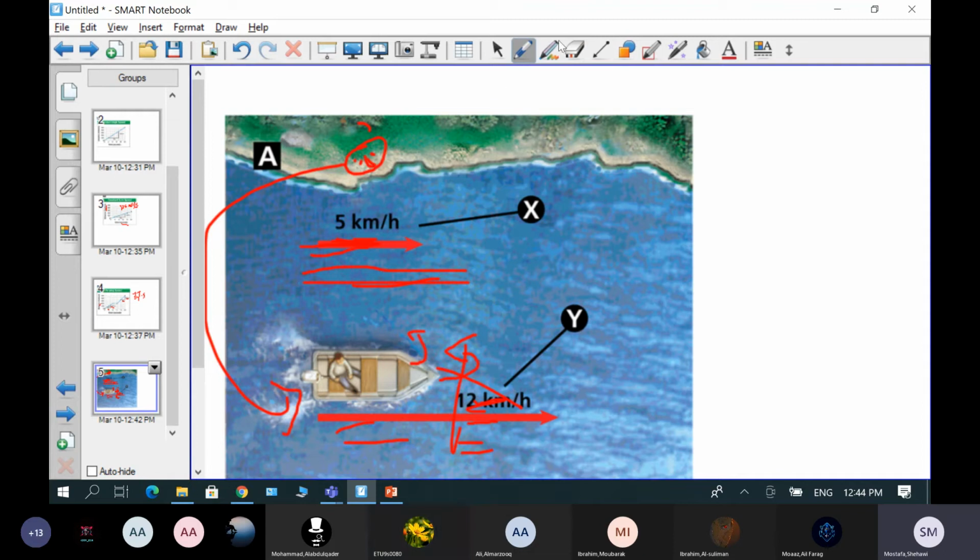Added to this 5, the boat itself is surfing over water by 12 kilometers per hour. So what is the relative speed right now? So, Mr., should you add them, right? Yes, you add them, because they are both moving. 17 kilometers per hour.